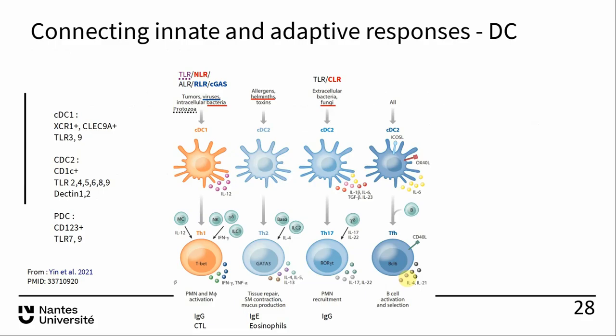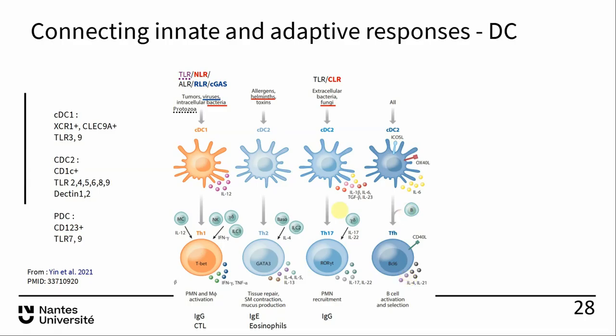Now, what is essential is the link between the innate and the adaptive response, and that's really the important role of dendritic cells, which are going to be covered or express a lot of different PRRs. They're present at the mucosal surface. When they're activated, they migrate to the draining lymph node, and that's where they can interact with T cells.